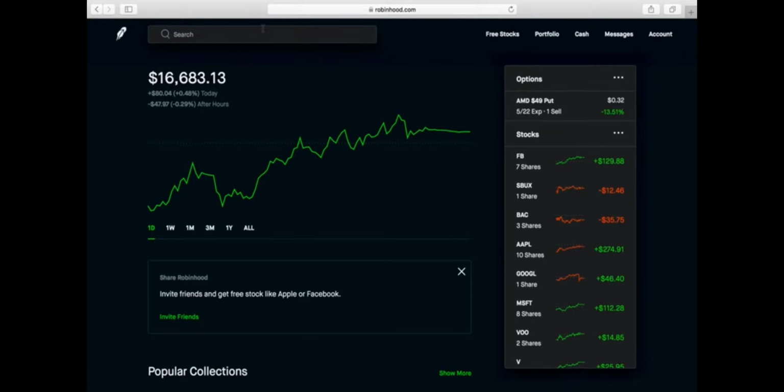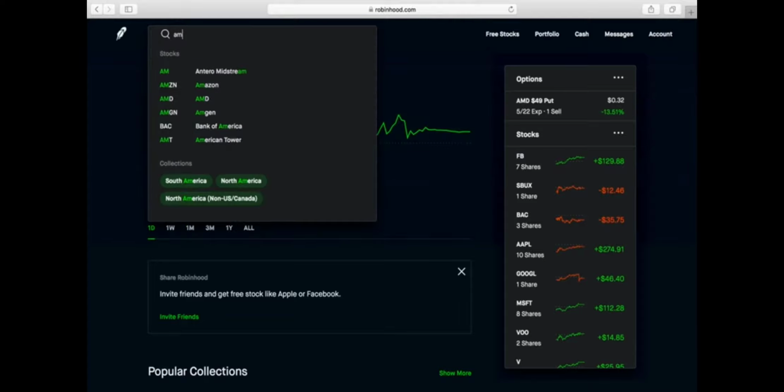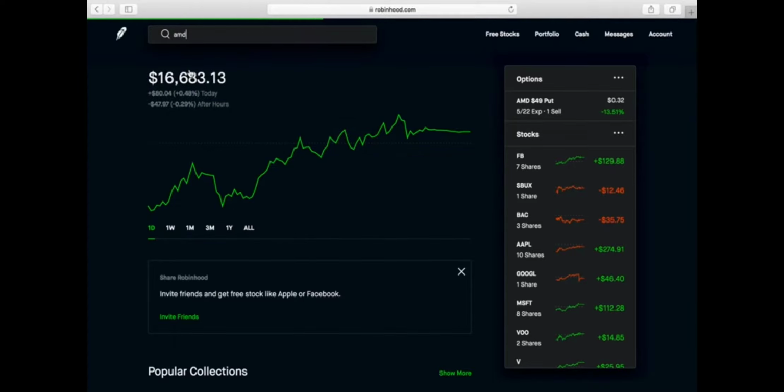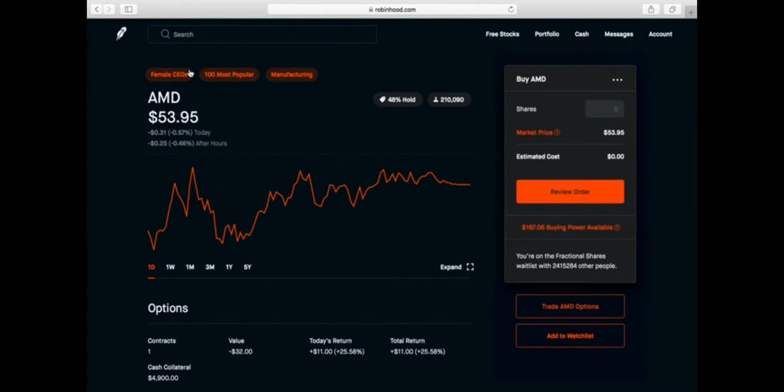Now, let me say this. In order for this to work, you need to choose a good stock. A good stock is a stock that is continuously going up in value every single year and or does not have high volatility, so a stock that kind of remains stable over the years. One stock that does great is AMD. And it's also cheap, and I'll show you why that matters.